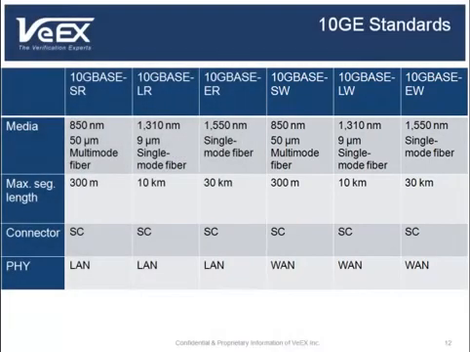The WAN PHY used in 10GBASE-SW, LW, and EW is used to interoperate with OC-192 SONET equipment, which is used to transport the 10 gigabit Ethernet traffic over existing SONET equipment without needing to remap the traffic into SONET frames. Other than the difference in the physical layer, 10GBASE-SW corresponds with 10GBASE-SR, 10GBASE-LW with 10GBASE-LR, and 10GBASE-EW with 10GBASE-ER.